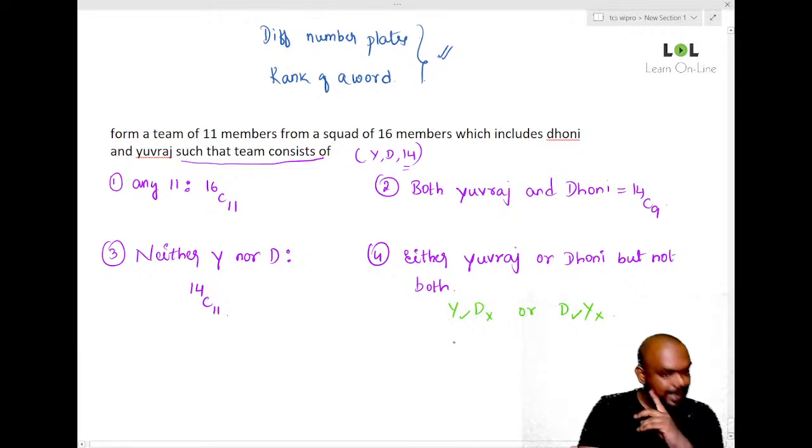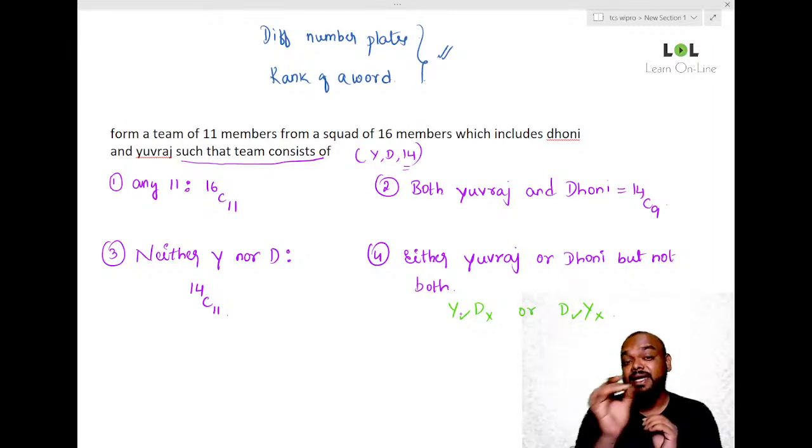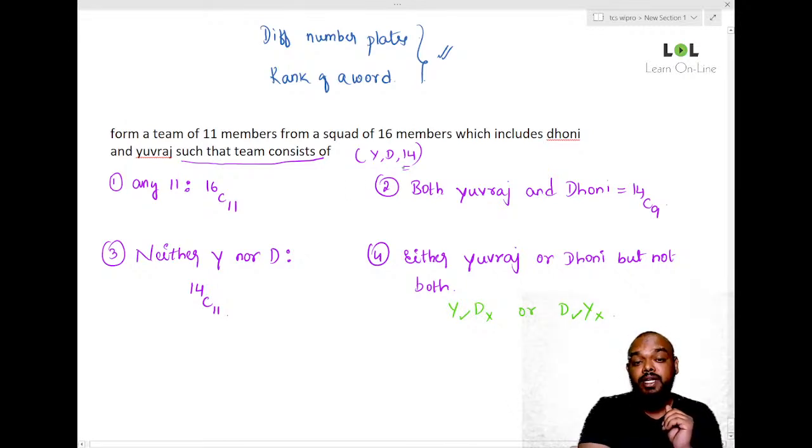No, Gokul, it's not like that. Observe. Yuvraj selected, Dhoni rejected. Yuvraj is selected means one person is already selected. Still, how many do we need? We needed 10 people. Now, where do we select them from? Only these 14. Why? Dhoni cannot be selected. Yuvraj is already selected, so still we need 10 people. Those 10 we need to select from 14. So that's why 14C10.